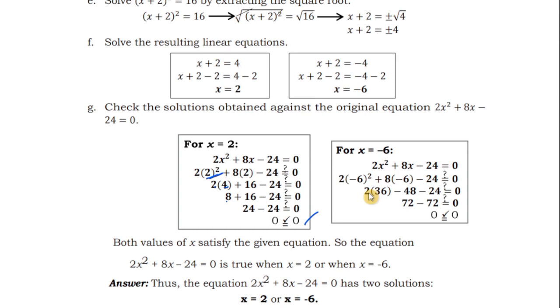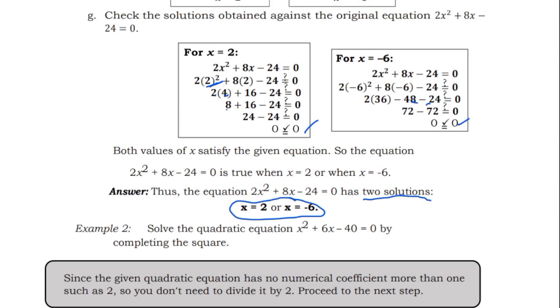Then minus 48 minus 24 is negative 72 because they have the same sign. So 72 minus 72, and that is 0. So we could not say that we have the two solutions with certain results of 2 and negative 6 in the given equation, 2x squared plus 8x minus 24 equals 0.